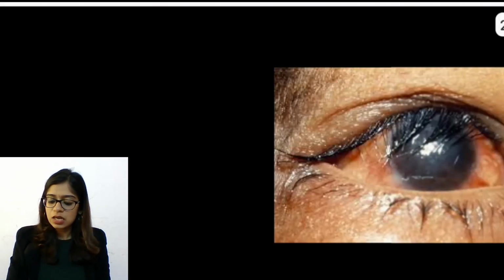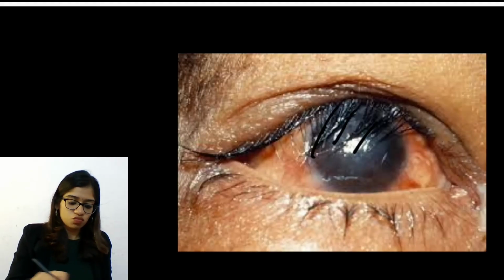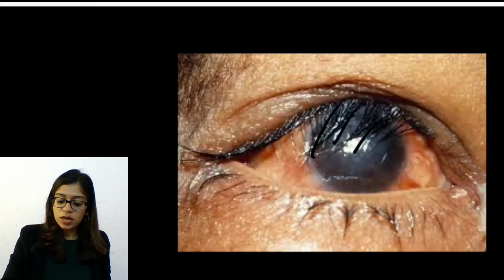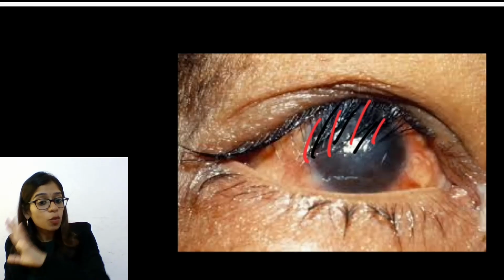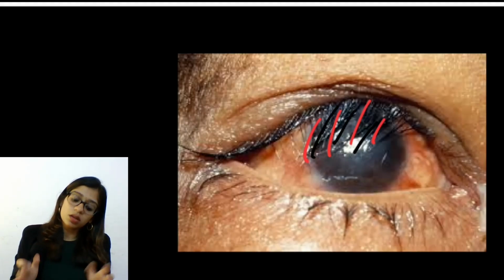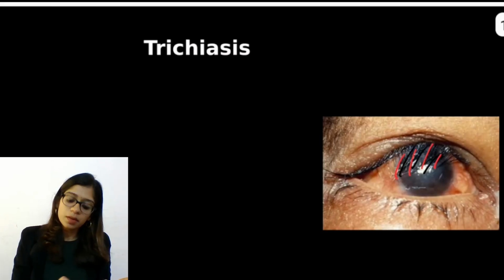The cornea is getting irritated. This can lead to corneal ulcer if not treated, and corneal opacity. Corneal opacity means it can lead to vision loss or blindness.